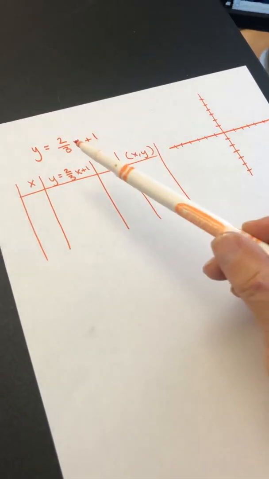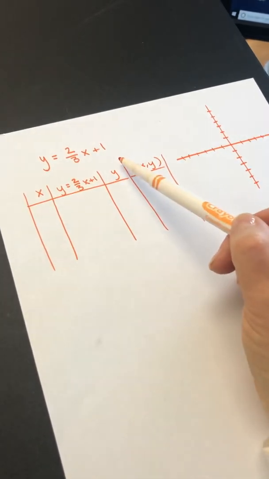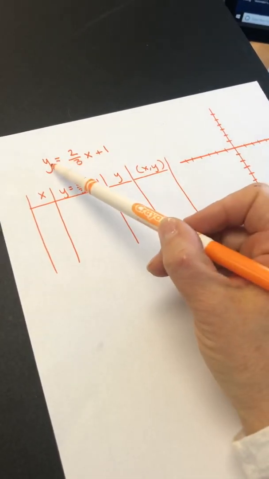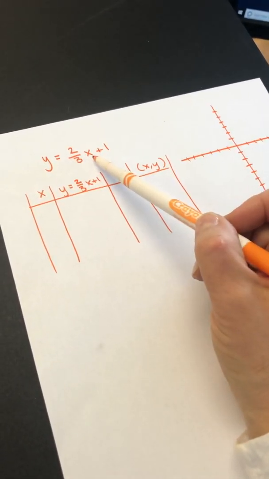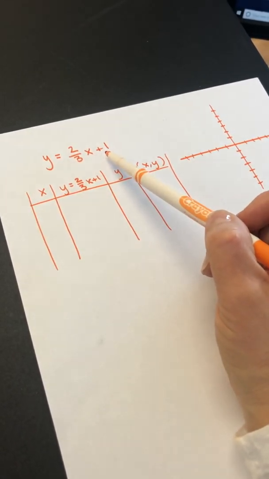So let's just say you have this equation of y equals 2/3 x plus 1. That means to find your y coordinate, you have to take whatever x value you choose, multiply by 2/3, and then add 1 to it.